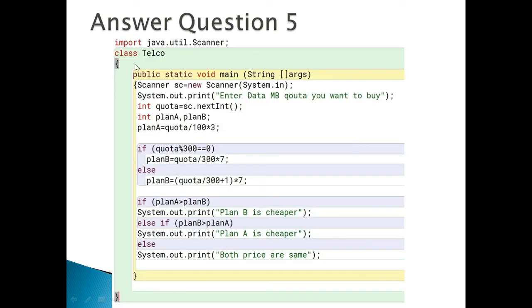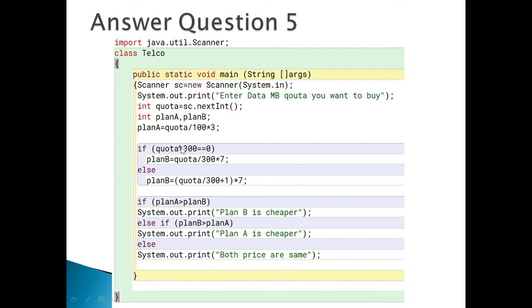Just create your structure and then get the input for quota. Then use the formula for plan A. This is the formula for plan A, simply quota divided by 100 times 3. You get the charge for plan A. But for plan B, you need to have two formulas. First, you need to filter. You need to check whether it's divisible by 300 or not.